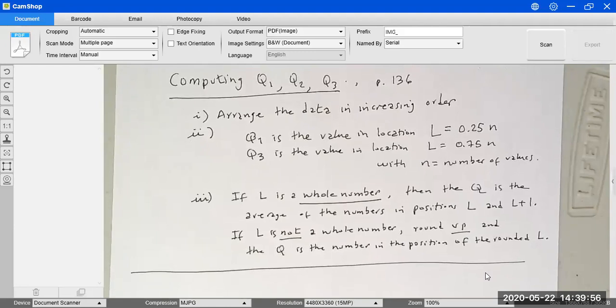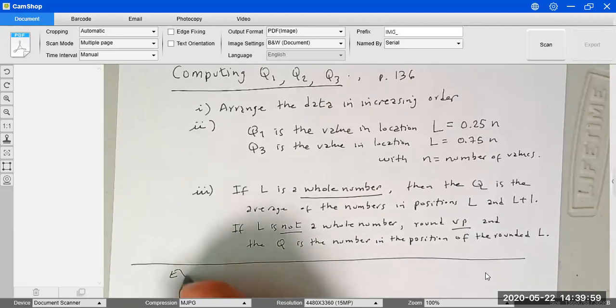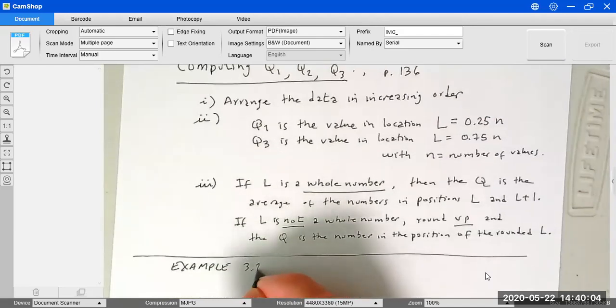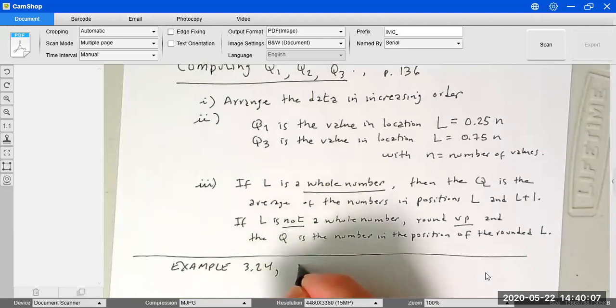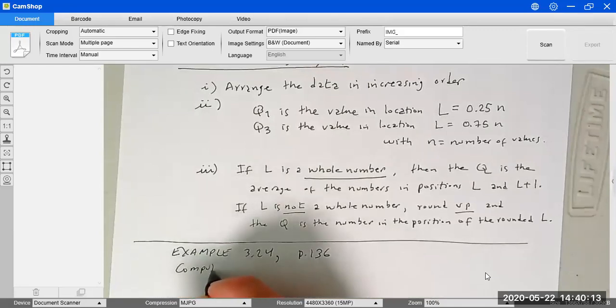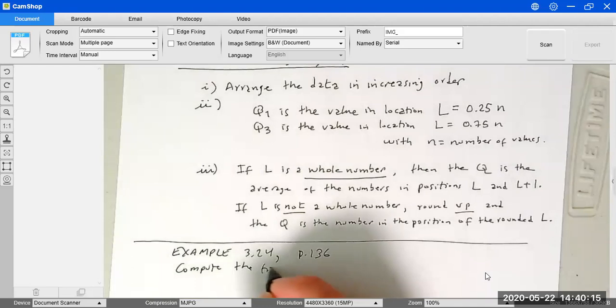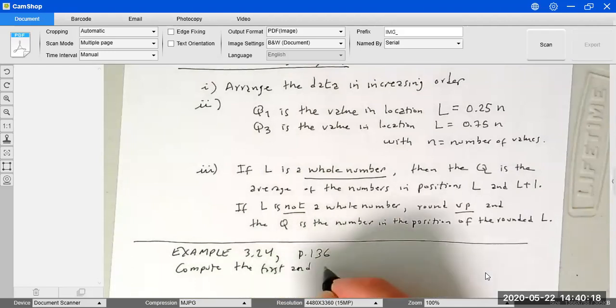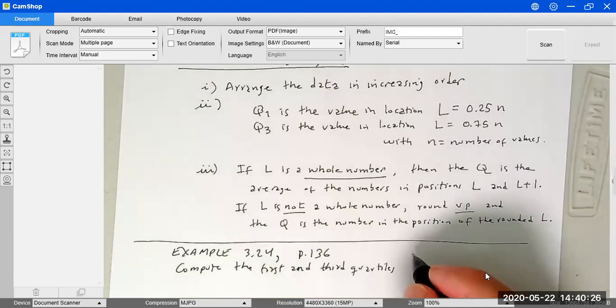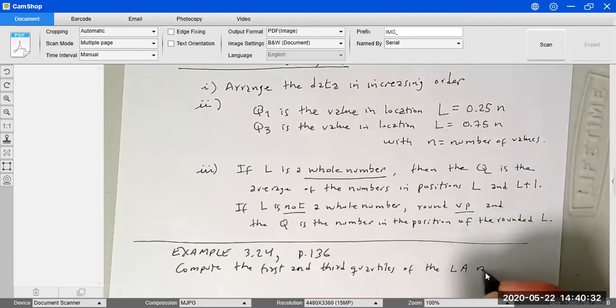So we're going to solve a problem just to see the recipe in action. We have example 3.24 on page 136, and we're going to compute the first and third quartiles of the Los Angeles rainfall data.